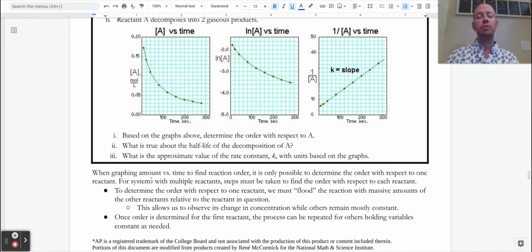So a method that we would use in that case is called flooding the reaction with one reactant. We'll actually, if we have time, do this with an experiment in class because it works really well. But what we try to do is keep the concentration of one thing so high relative to the other that it's pretty much constant.